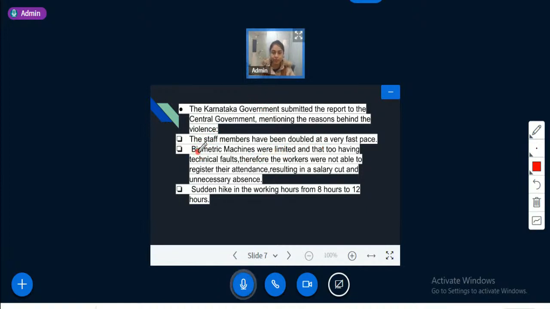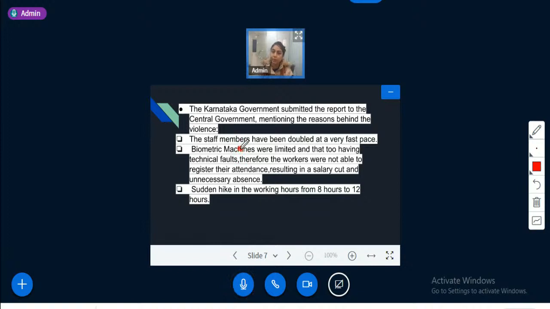You guys are aware of it, that there is a punching machine where you need to put your finger or thumb and your attendance is recorded, and if you are not able to record your attendance on time, you will be considered as absent or your half day will be marked. Okay, so biometric machines were limited.